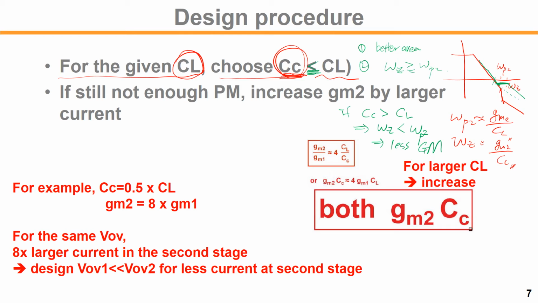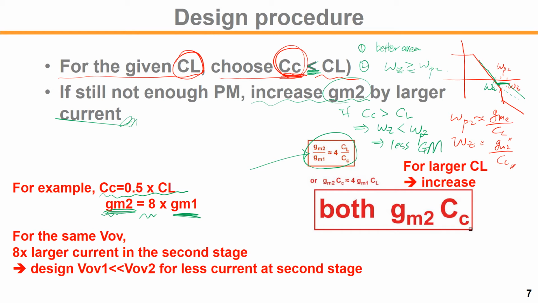If there is still not enough phase margin, then what you can do is increase GM2, so that the pole and zero locations go further away from omega u. There are several ways to increase GM. You can size up or scale up the output stage, which results in more current. For example, if CC is half of the load capacitance, then from that relationship we get that GM2 must be 8 times larger than GM1.